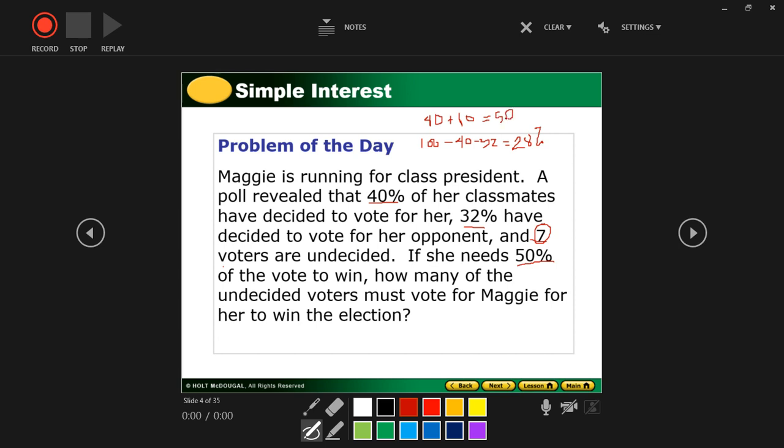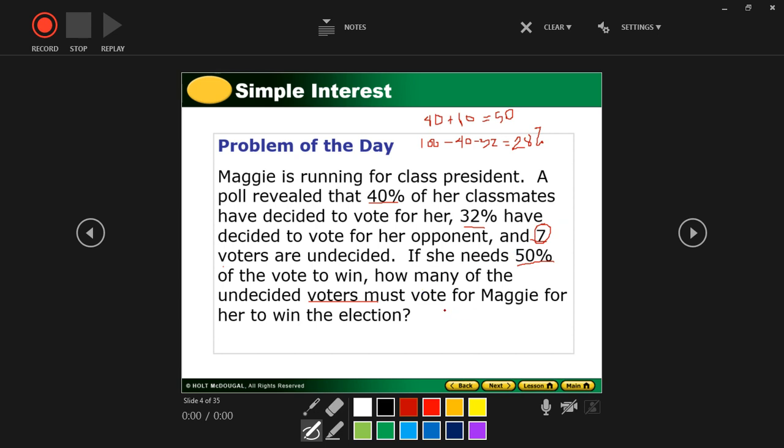So 10%. Now, how do we solve this? What is the question? How many of the undecided voters must vote for Maggie? So how many in the city does Maggie need to get? We are aware that from 28%, we only need 10%. But if we look at the numbers, from 7 undecided voters, how many do we take from there?